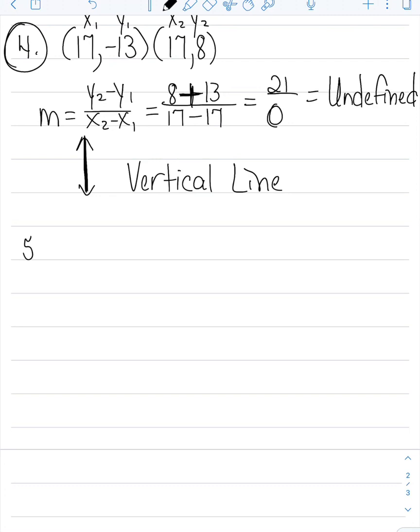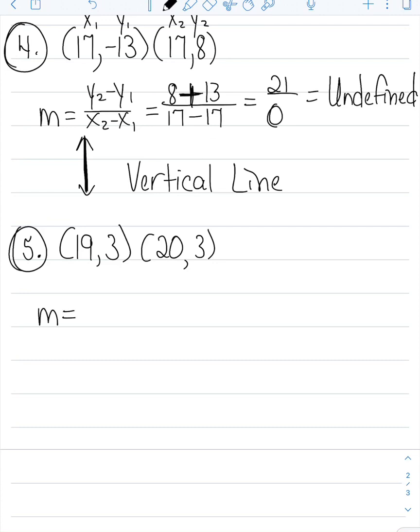Let's try another one. Number 5. So I've got (19, 3) and (20, 3). Let's find the slope of a line that passes through these points. Write that formula. M, which means slope, second y minus first y over second x minus first x equals, let's label those points: first x, first y, second x, second y.